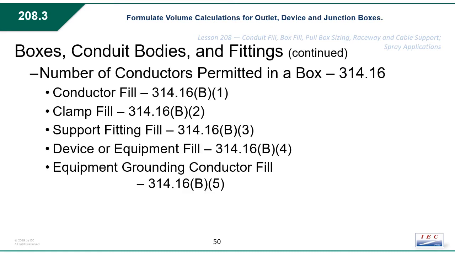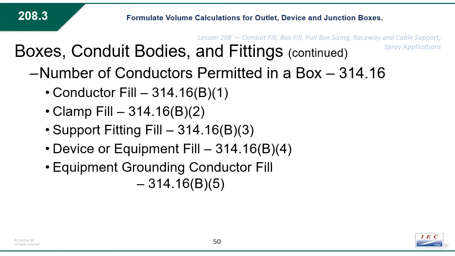All right, so box fill. The number of conductors permitted to be in a box is found in 314.16. 314.16 spells out everything you need to know for sizing of small junction boxes, whether it's conductor fill, 314.16 B1, clamp fill, support fitting fill, device or equipment fill, equipment grounding conductor fill. All this is based on the cubic inches of the conductor inside the junction box.